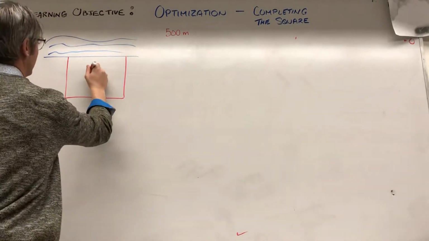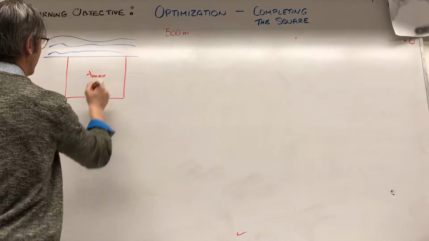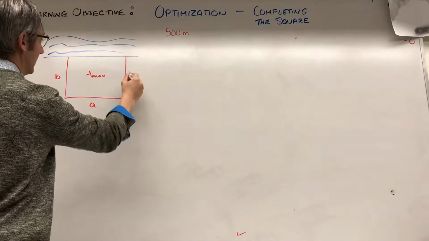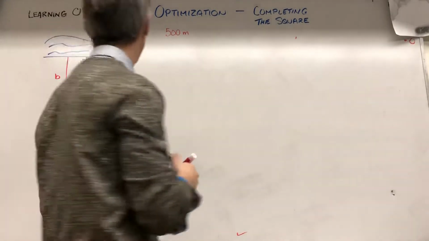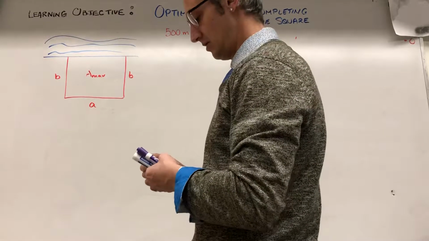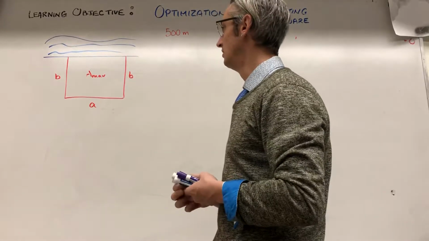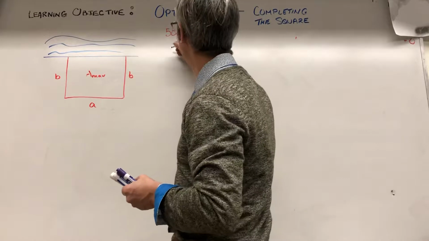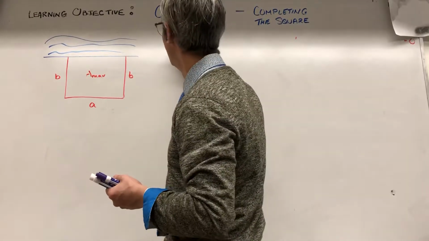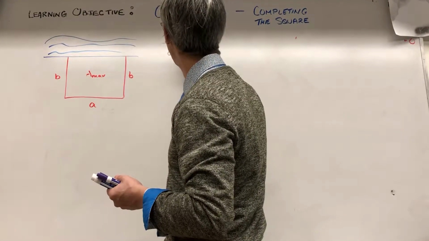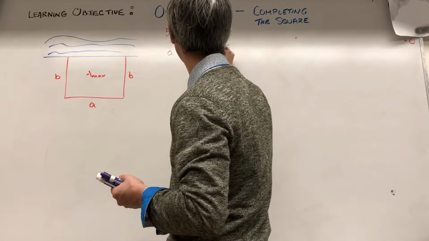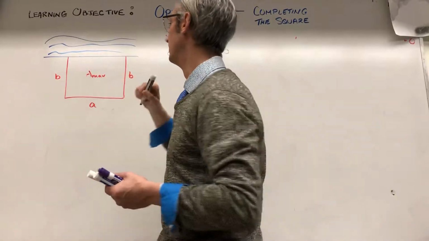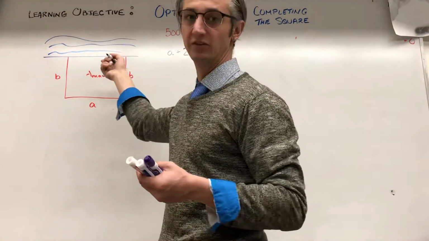So A max. In order to do that, they're going to have an A, and they're going to have a B and a B here, okay? So again, the question is, what are the dimensions A and B to maximize their land? In this case, our perimeter is going to be A plus 2B now is equal to 500, because we don't have to worry about the river side. It's going to take care of itself. That acts as a natural fence.